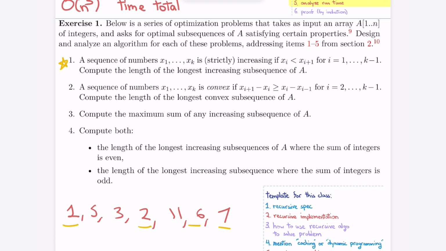But I give you an array of numbers. And the goal is to find the length of the longest increasing subsequence. Okay, so just a subset, a subsequence. It can skip. It doesn't have to be consecutive, but it needs to be as long as possible.